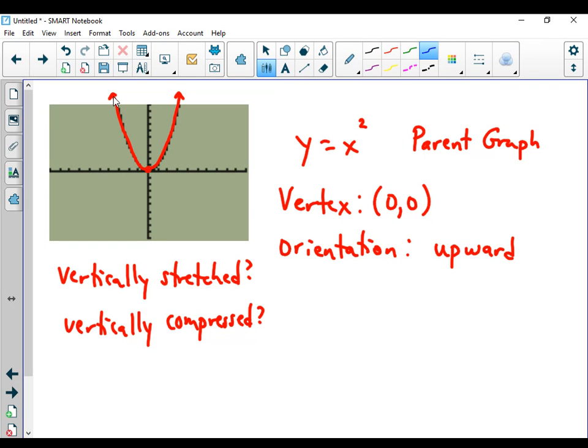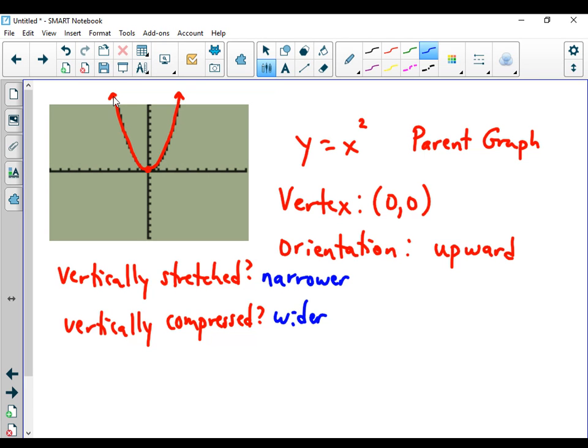So if I'm asking this question, have I vertically stretched it, what I'm really looking for is, have I made it narrower than what it was before? Versus if I compressed it, what I'm looking at is, have I made it wider than it was originally? Okay?